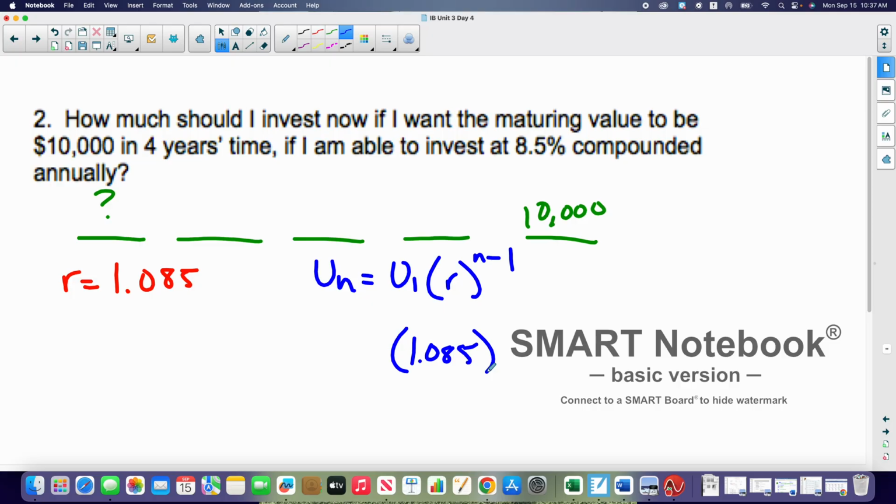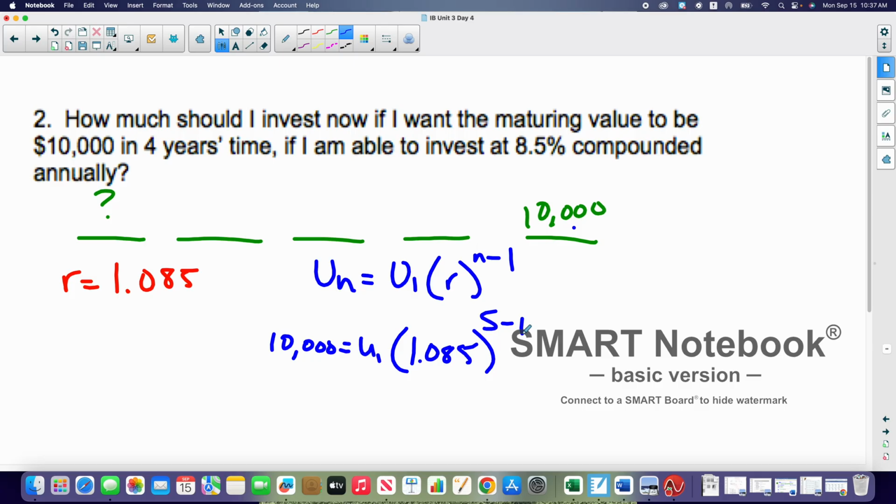Un. What is Un? 10,000. The 10,000 is my Un. What term number is that actually? It's the 5th term. Okay? And so the 10,000 is my 5th term. I don't know my U1, and I know what term number it is. It's 5, so 5 minus 1.